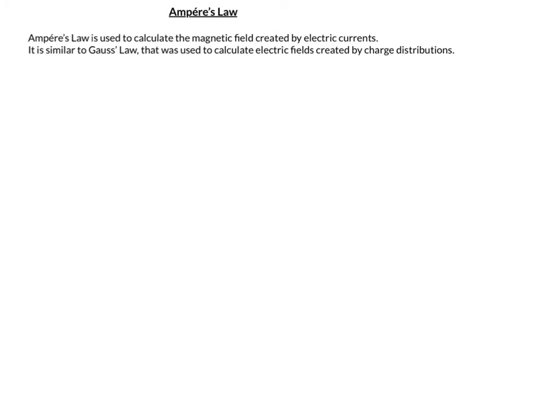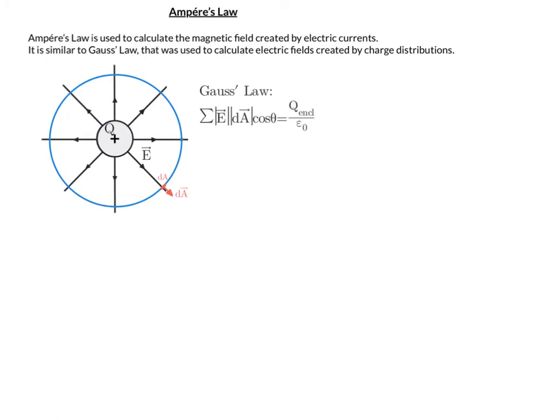Now, this Ampere's law is very similar to Gauss's law. If you remember, we used that to calculate electric fields created by charge distributions. There are differences between them, of course, but the method is very similar. So let's remember Gauss's law. If we have a charge, and I picked a positive charge, we know that the electric field lines radiate spherically outward from this charge. And then if we're looking for the electric field at a location away from the charge, we know that the electric field will be the same over an entire sphere.